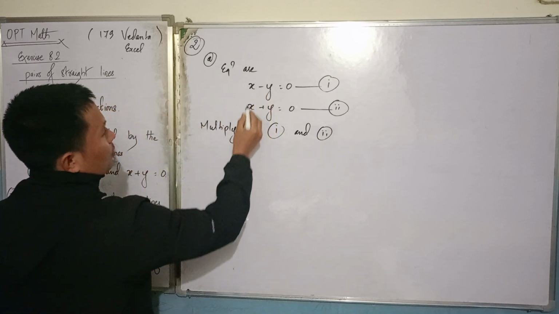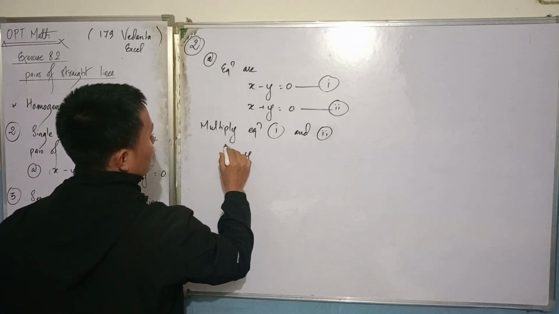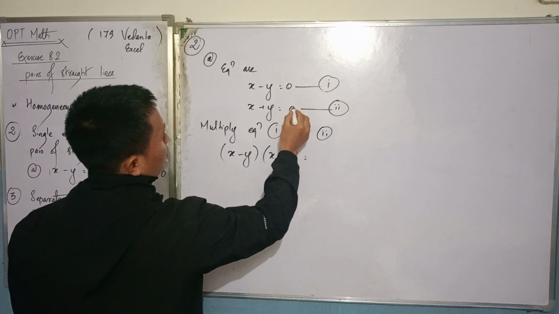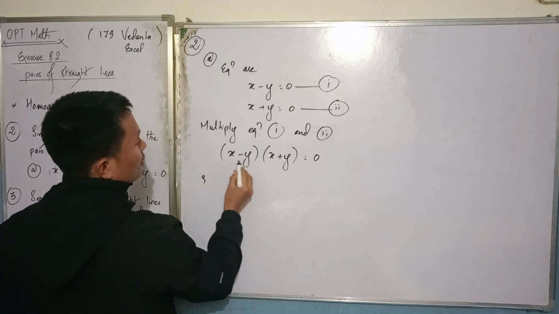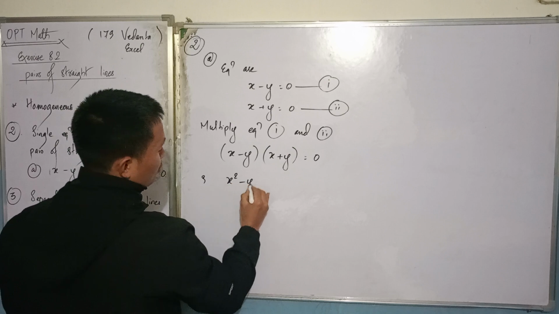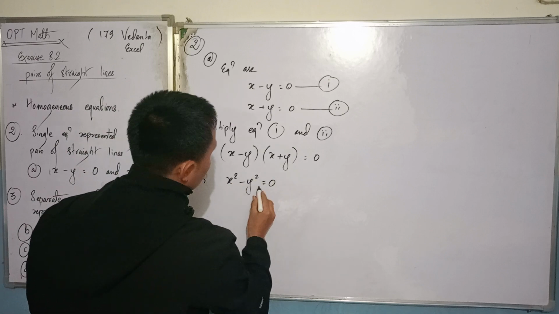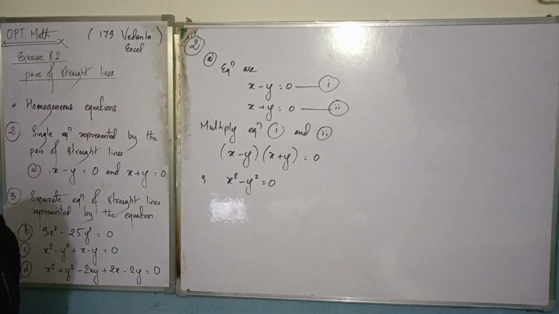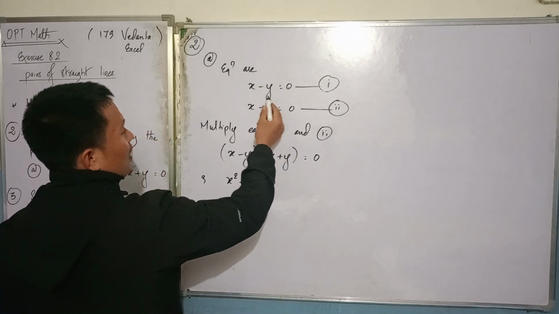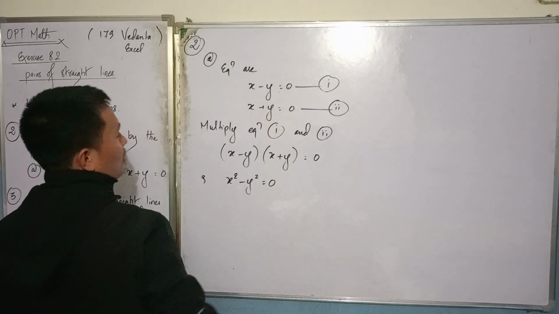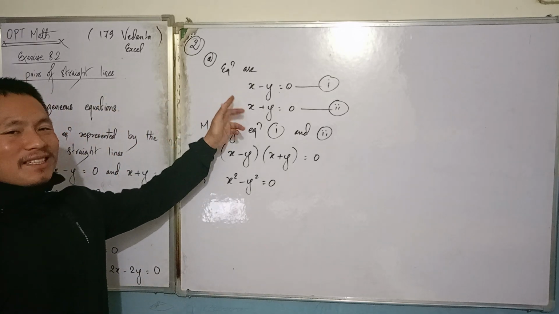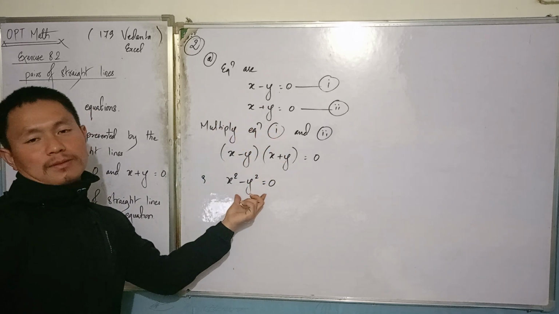So when you multiply x minus y times x plus y is equal to 0 times 0, that will be 0. This is in the form of a square minus b square, so it can be written as x square minus y square is equal to 0. So this is the required equation, which represents the pair of straight lines, x minus y equals 0 and x plus y is equal to 0. These two lines are represented by a single equation, that is this.